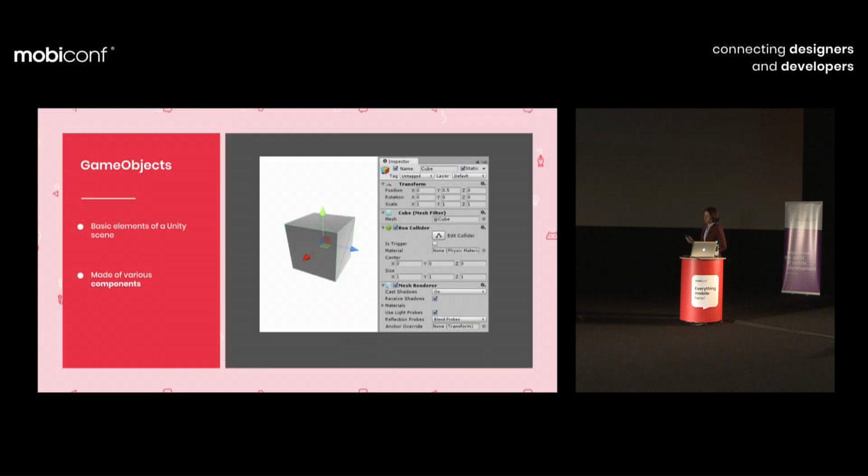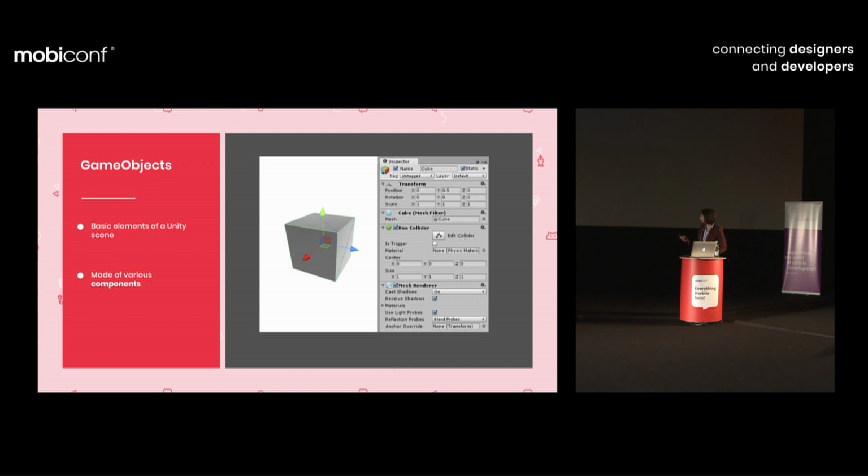The game object. The game objects are the elements that compose your Unity scenes. You can see a simple cube example here with the inspector view open that shows you the details of your objects. And almost everything in Unity is a game object. Physical representations of enemies, sprites, trees, etc. Even the camera and the light that illuminates your scene are game objects.